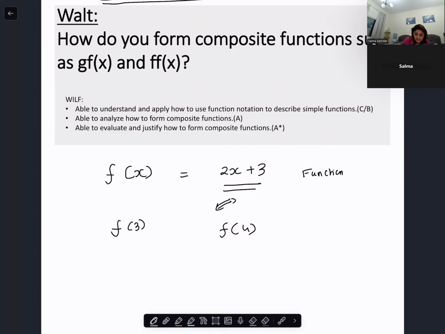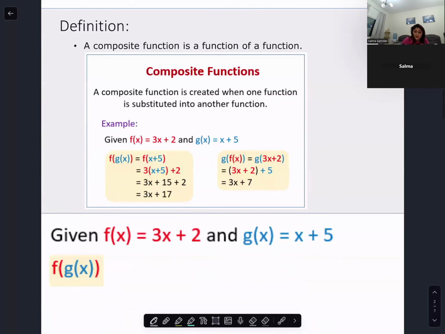So say this is f of x. If I want to find the function of the function, I would say f of g of x. That means this is a function. I have to find the composite function, the value of a function of a function. Let's take it with an example. When one function is substituted into another function, we say that it is a composite function. Let's take this with one very good example.